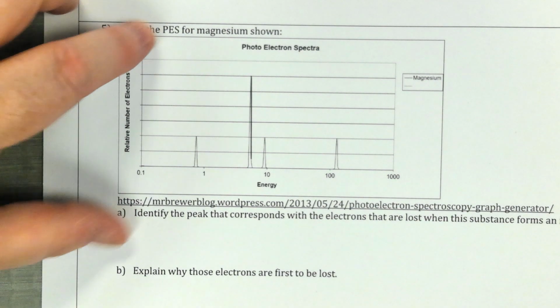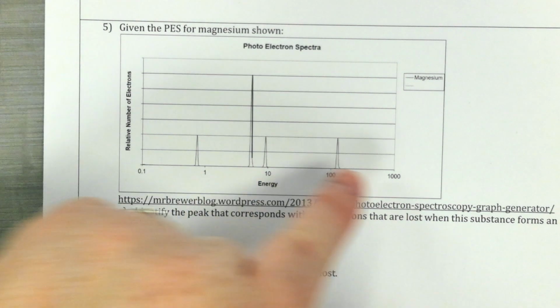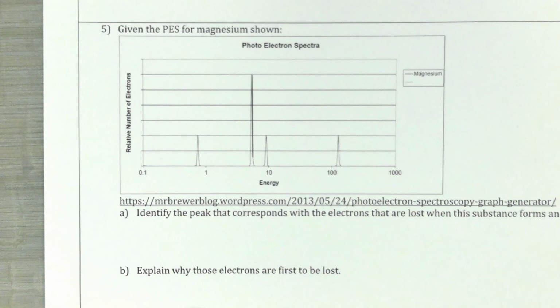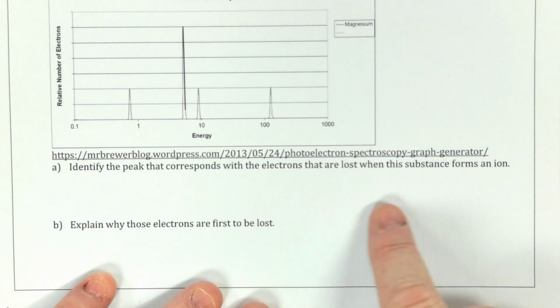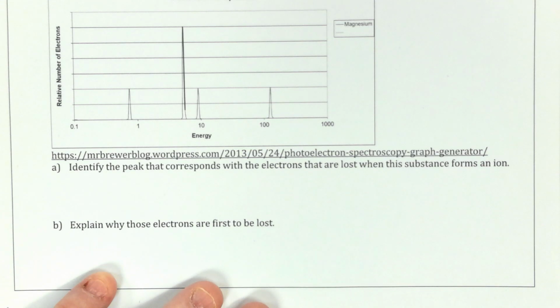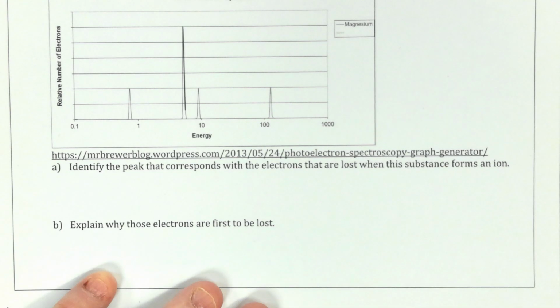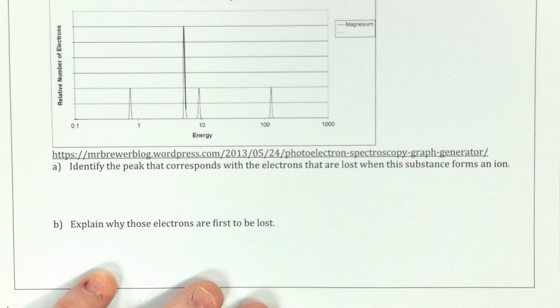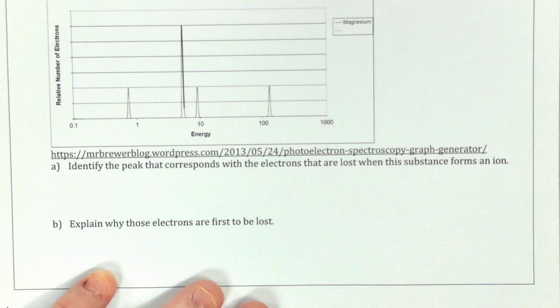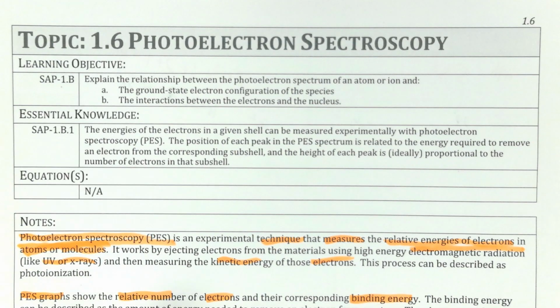Okay? And then number 5, given the PES for magnesium is shown below, lowest to highest. So you're going to be reading it right to left. Identify the peak that corresponds with the electrons that are lost if this ionizes. So which one of these groups would be your valence electrons, essentially? Okay? And then why would those electrons be the first to be lost? It's not just that they're valence electrons, tie it into the binding energy. Okay? And that is your 1.6 photoelectron spectroscopy, and I will see you in class.